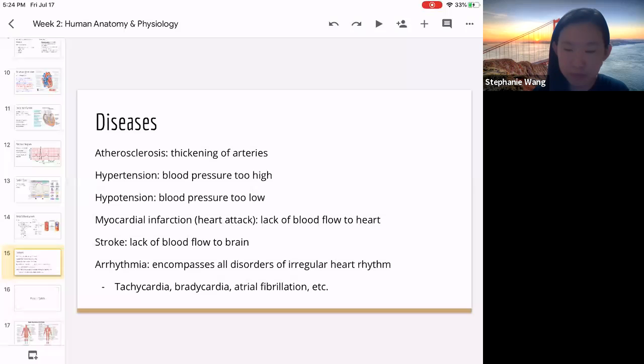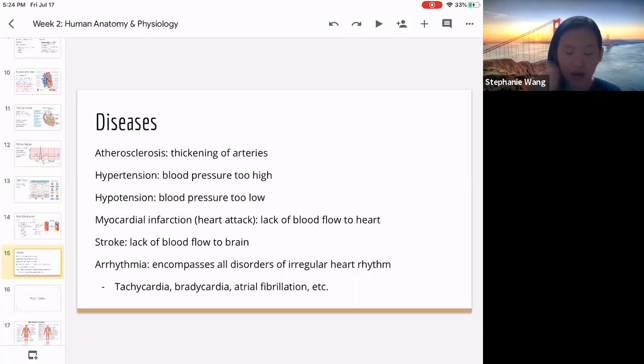Next we have hypertension, which is high blood pressure. I think it was blood pressure above 140/90. I forgot to check, but I think it's around that range. And hypotension is just low blood pressure. The reason for hypertension could be atherosclerosis. If your arteries are narrowing, then the same amount of blood has to travel through smaller arteries, so obviously there will be more pressure on the arterial walls, causing higher blood pressure.